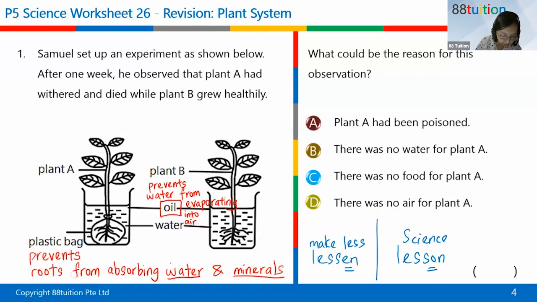All right, so I'm saying W and M, they're upside down letters of each other. So let me do it here. This is W, this is M. So the plastic bag actually prevents the roots from absorbing water and minerals. All right, but of course, in this question, I do not have minerals in the water.